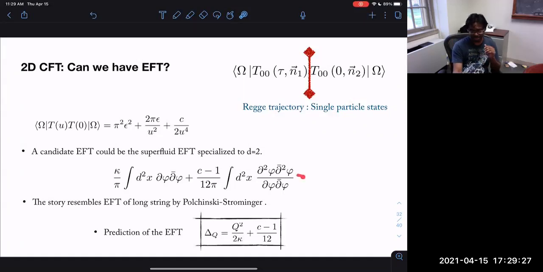And once you write down this Lagrangian, you can use this EFT to predict some things. For example, one prediction of the EFT is that if you take a large charge state which breaks the boost, then delta Q has to scale like Q squared over twice kappa plus (c minus 1) over 12. So the analogous equation in superfluid EFT is delta Q goes like Q to the power of D over (D minus 1). So this is the analogous statement here.